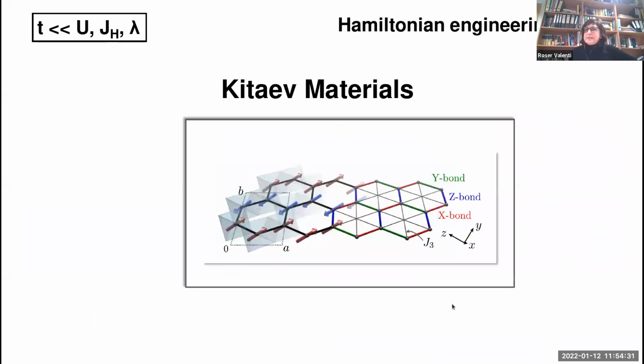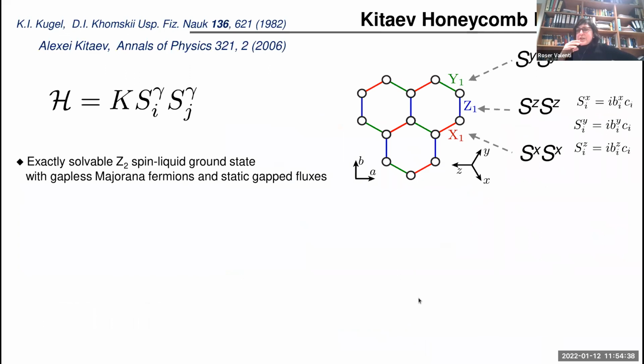So let me go now to the Kitaev materials, which are interesting because our starting point is a model where we know exactly all the properties of the model, and it has the properties that we would like to have. And this is what we nowadays know as the Kitaev model. In fact, what Kitaev did is to solve the model exactly. This is a nearest neighbor bond-dependent Ising model on the honeycomb lattice.